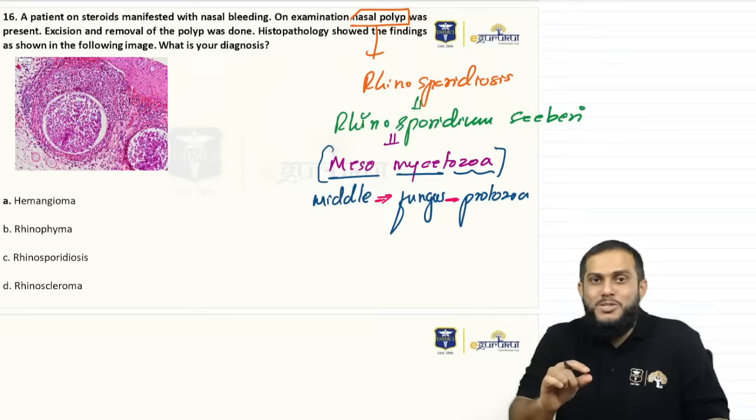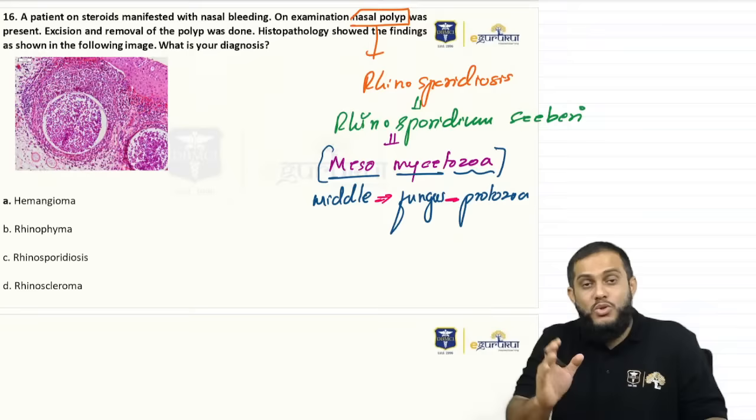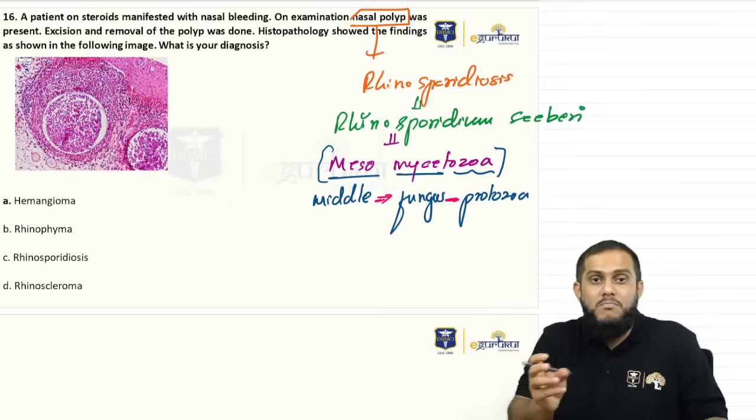It is not completely fungus and not completely protozoa. It looks like both fungus and protozoa. We call it mesomycetozoa, a fungus-like protozoa. See, Pneumocystis jirovecii we consider a fungus, though it looks like protozoa. It is not mesomycetozoa. It is a fungus that looks like protozoa. But Rhinosporidium seeberi is a mesomycetozoa, in between fungus and protozoa.